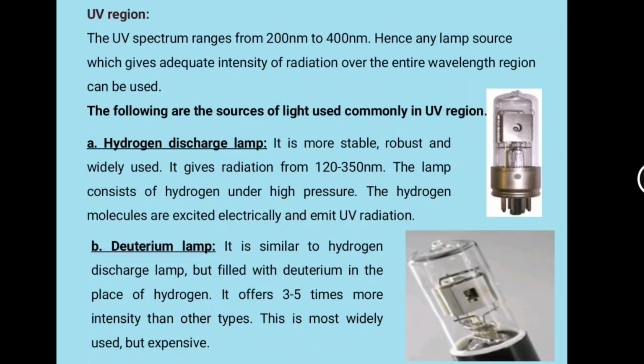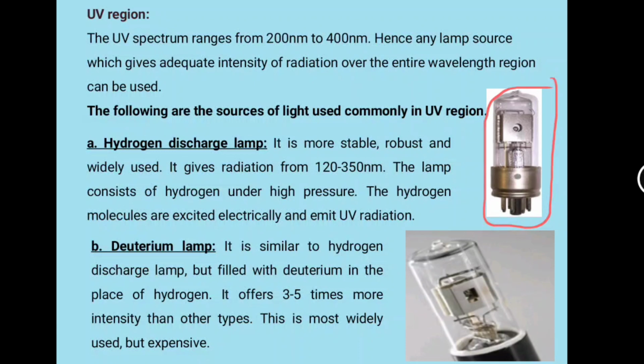Hydrogen discharge lamp. It is most stable, robust and widely used. It gives radiation from 120 to 350 nanometers. The lamp consists of hydrogen under high pressure. The hydrogen molecules are excited electrically and emit UV radiation. You can see the diagram of the hydrogen discharge lamp.